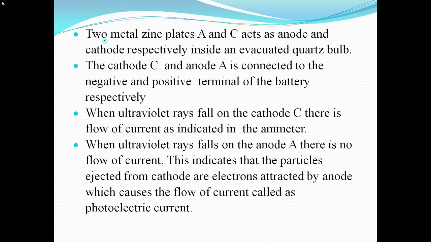It consists of two zinc plates which act as anode and cathode, placed in an evacuated quartz bulb. The cathode is connected to the negative terminal and the anode is connected to the positive terminal of the battery. Now, when ultraviolet rays fall on the cathode, there is a flow of current, which means electrons are emitted. They move from cathode to anode. So this is about the experimental setup.